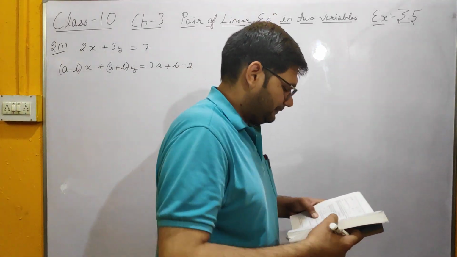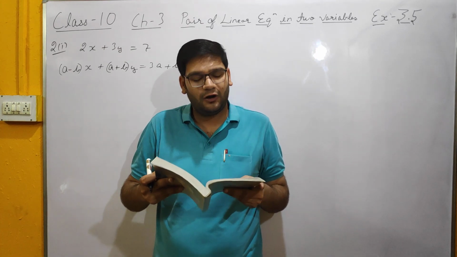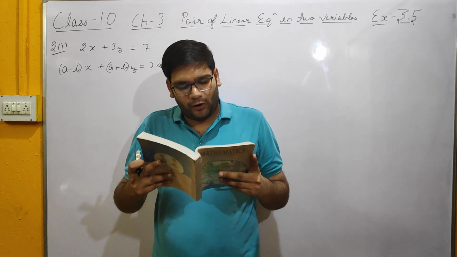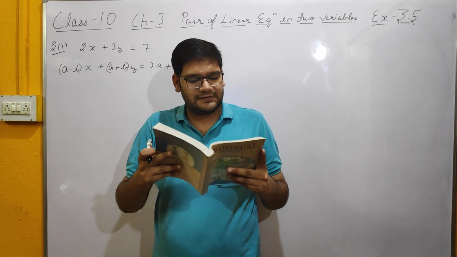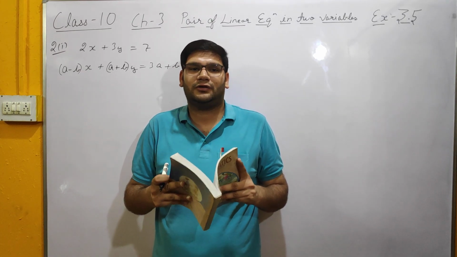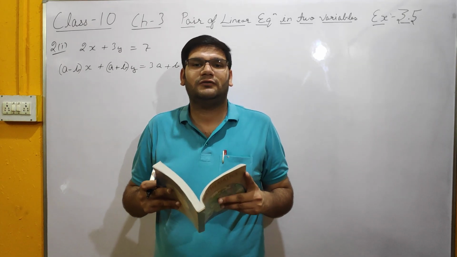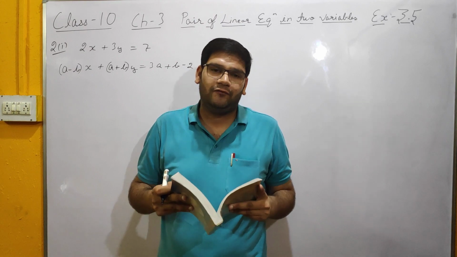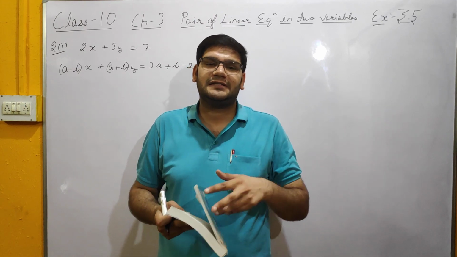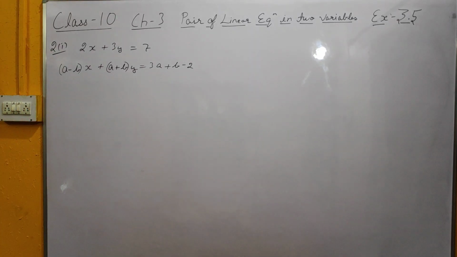Question number 2. For which value of a and b? Means we need to find out the value of a and b. Does the following pair of linear equations have infinite number of solutions? When we have infinite number of solutions, when a1 by a2 is equal to b1 by b2 equal to c1 by c2. So this is the condition given and we need to find out the value of a and b.